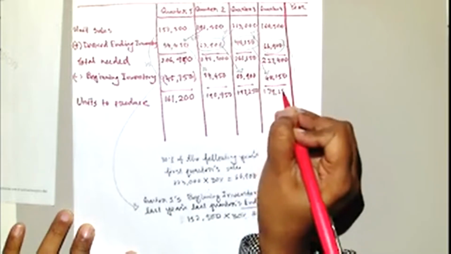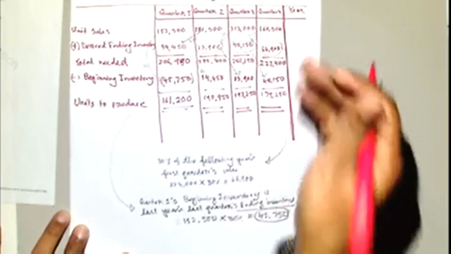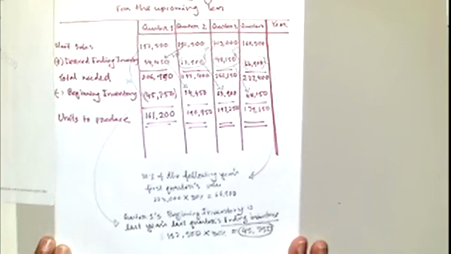179, 250. Great. So you are done for each quarter. Now we just need to do the year column. Year is simple total column, right? Year is simple total column. So you can add all of those quarter values and you can get the entire year's numbers.